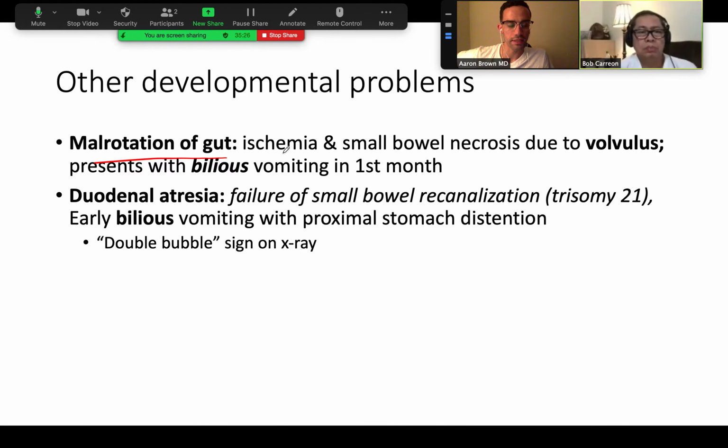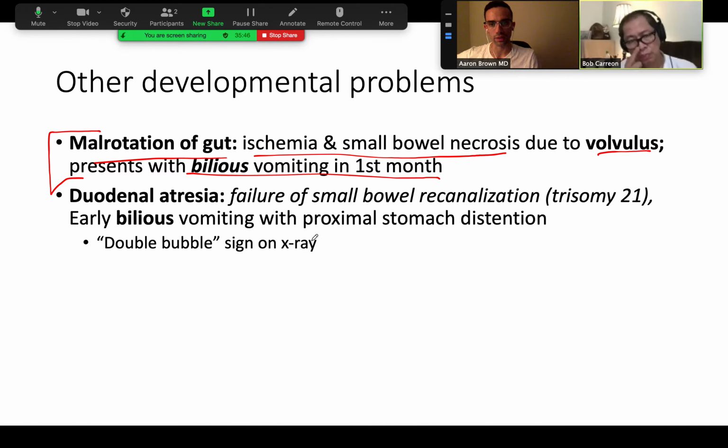Malrotation of gut, things you're looking for on a question about malrotation of gut: ischemia and small bowel necrosis due to a volvulus. We're going to have bilious vomiting within the first month. Typically, they'll give you some sort of x-ray where you can see air in the stomach, air in the proximal duodenum, and then at some point, there's no air at all. And so this is going to be due to a malrotation of gut. But these kids are going to be very, very sick. They're going to look very sick.